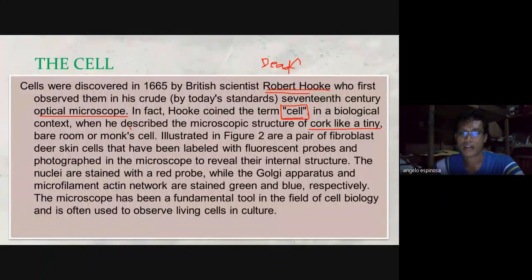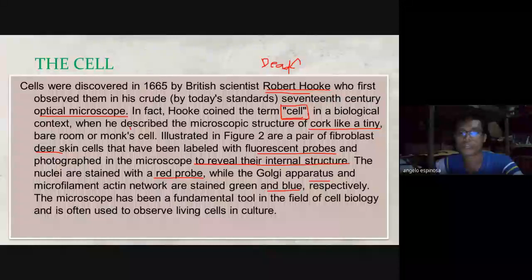In Figure 2, you will see a pair of fibroblasts, deer skin cells that have been labeled with fluorescent probes and photographed in the microscope to reveal their internal structures. The nuclei are stained with a red probe. This is a chemical used to stain the nuclei so that we can see what type of cells are inside. The microfilament actin networks are stained green and blue. Later on, we will discuss the parts of cells.